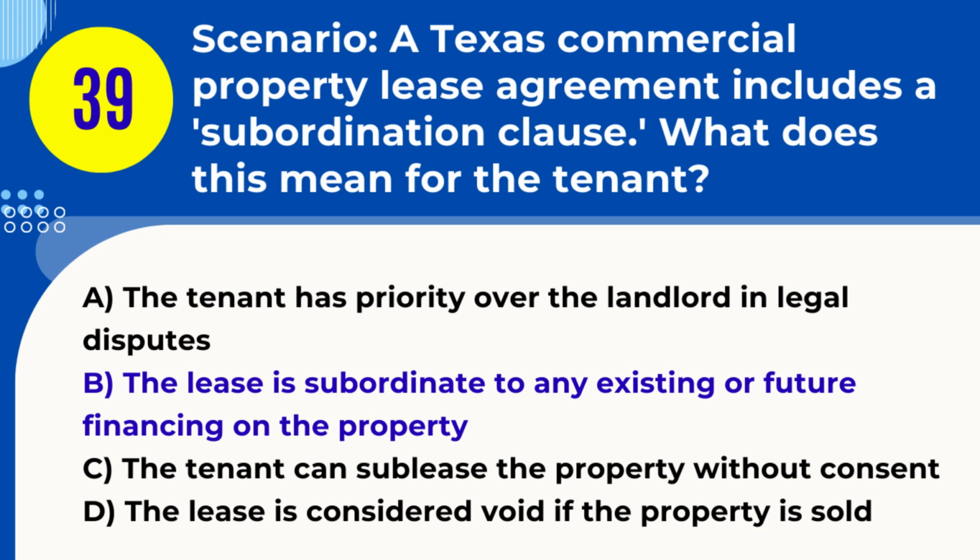Answer. B. The lease is subordinate to any existing or future financing on the property. Explanation. A subordination clause in a Texas commercial property lease means that the tenant's leasehold interest is subordinate to any existing or future financing, like a mortgage, on the property. This can affect the tenant's rights if the property is foreclosed.